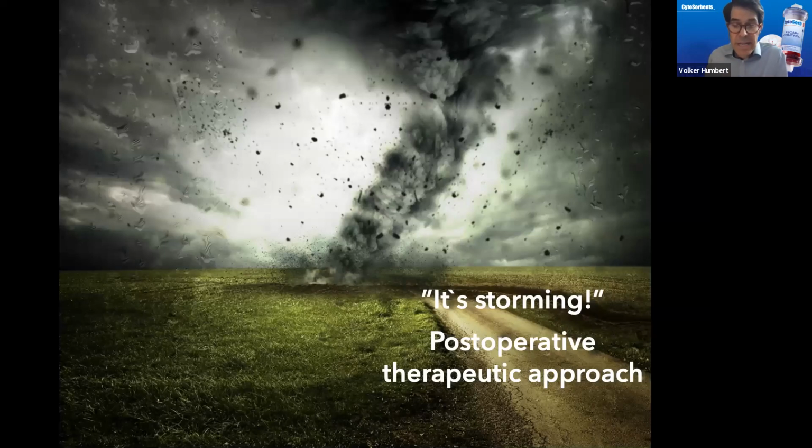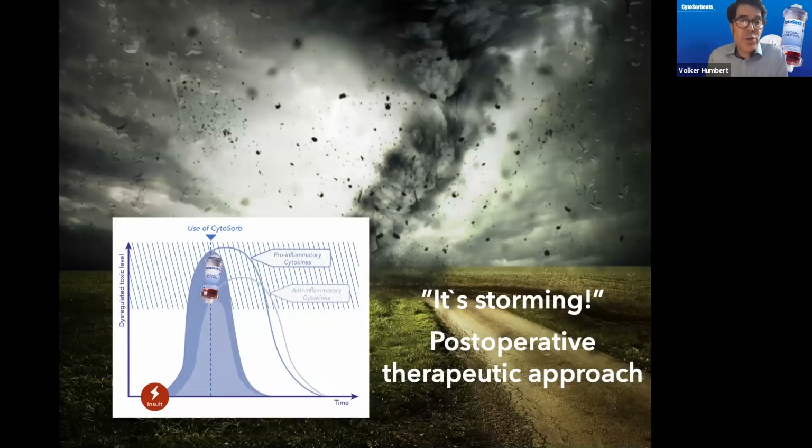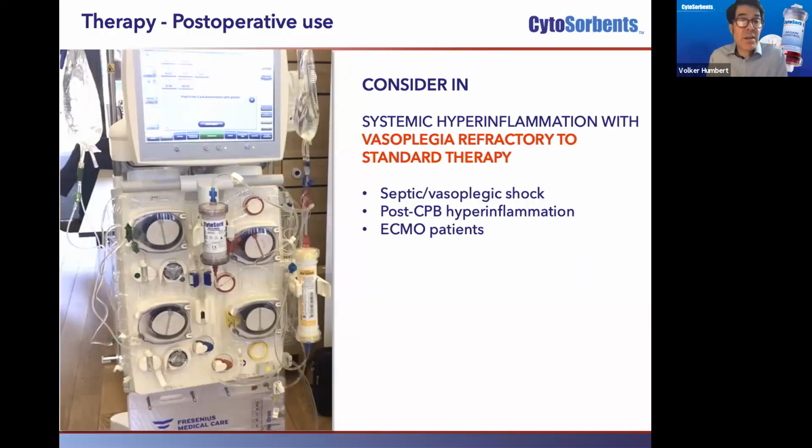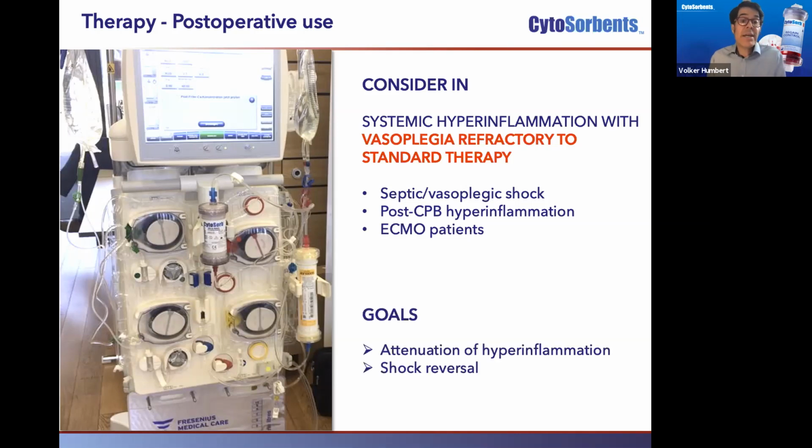It is storming already. And here Cytosorb is used to lower highly elevated levels of cytokines back to a more normal, moderate level. Clinically, those patients are quite vasoplegic, and this vasoplegia is refractory to standard therapy. This can be given in a couple of settings, of course, in vasoplegic shock, but also generally post-CPB in ECMO patients. And here the goal is really to achieve hemodynamic stabilization again, to achieve shock reversal, attenuate hyperinflammation.